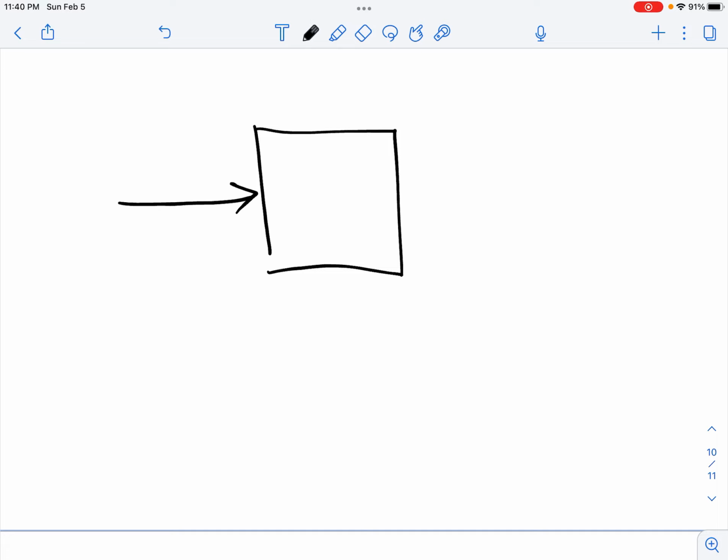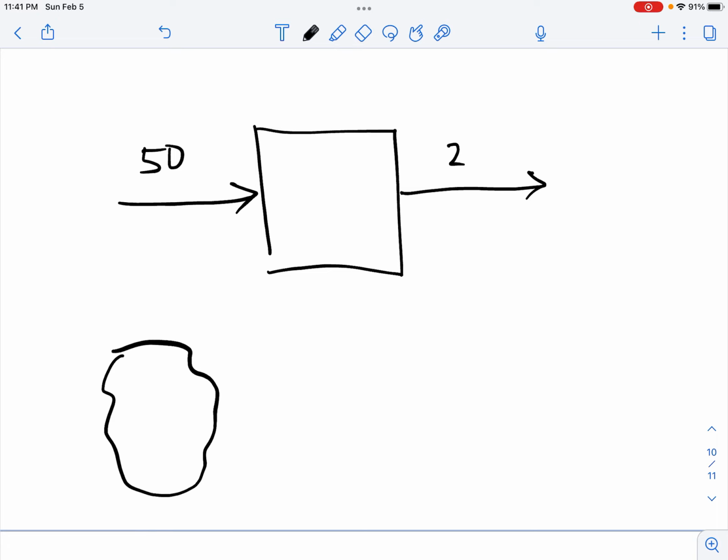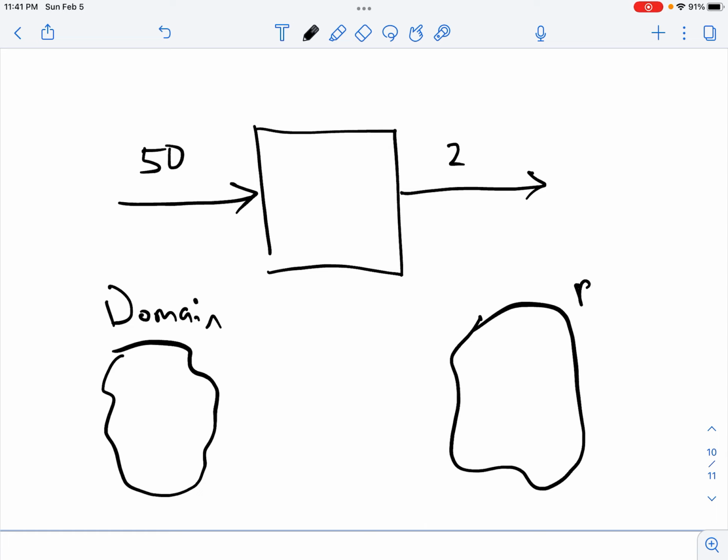So imagine you're an anesthesiologist and someone comes in weighing 50 pounds. You have some kind of function, and it'll tell you if they weigh 50 pounds, then you want to give them, let's just say, 2 milligrams of the active anesthetic drug. So here, let me show what this looks like in function notation. This is your domain. This is your range.